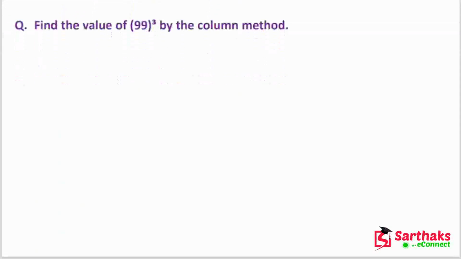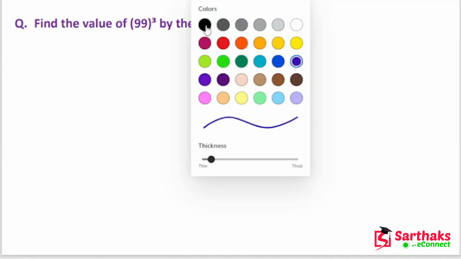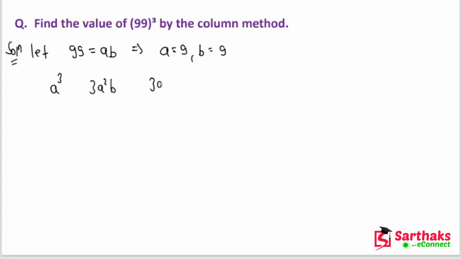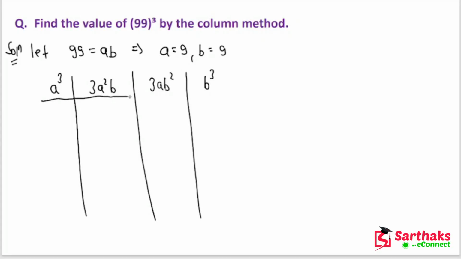Okay, now let us solve one more question. Let us find the cube of 99 with the same method. So let 99 equal AB, which implies that A equals 9 and B is also equal to 9. Now again let us make the columns. The first column would be of A cube, the second column of 3A square B, the third column of 3AB square, and the fourth column of B cube. So let us calculate A cube. A cube here would be 729.